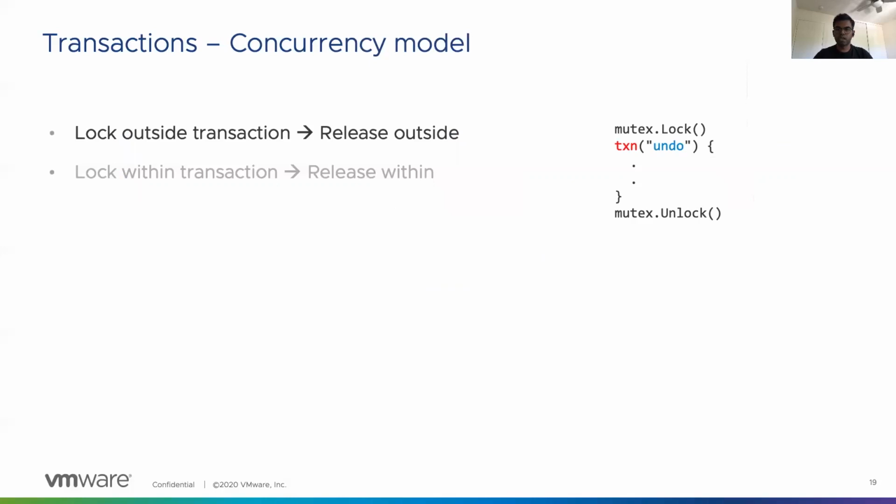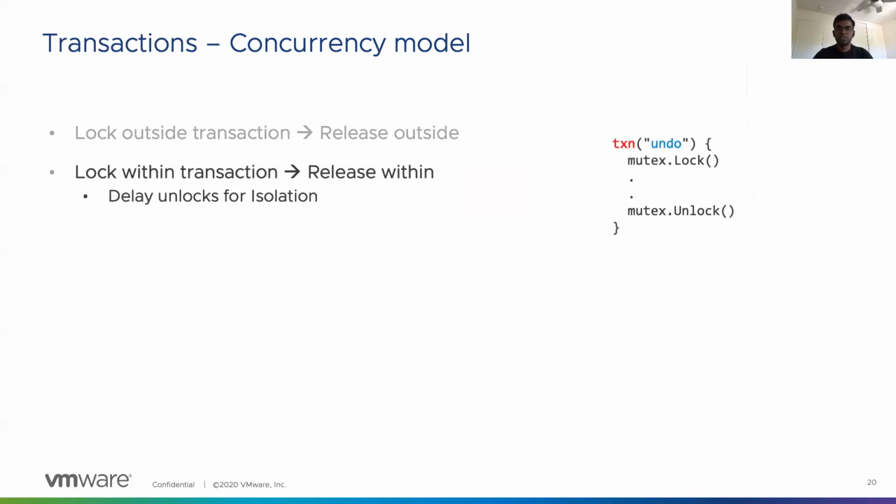The concurrency model has two simple rules. If a mutex was acquired outside the transaction, it should be released outside the transaction. The isolation in this case is natural because the transaction is inside the critical section. If a mutex was acquired within a transaction, it should be released within the transaction. GoPmem provides isolation in this case by delaying mutex unlocks until the transaction is successfully over. For a more detailed explanation and limitations of this approach, please refer to our paper. Now Jerrin will walk you through the rest of the content.